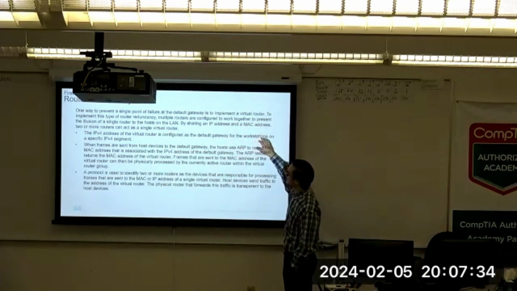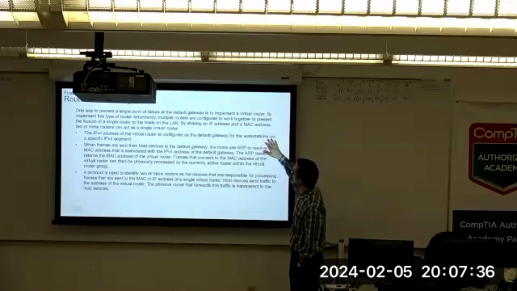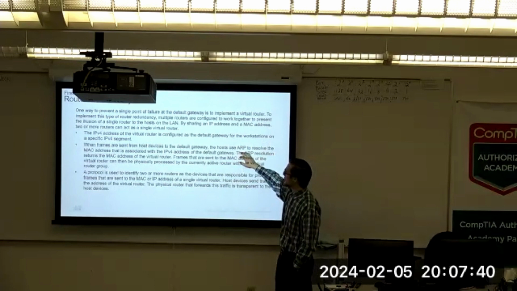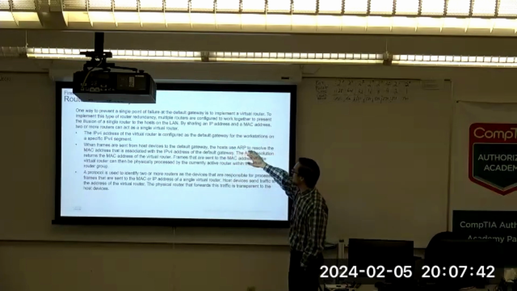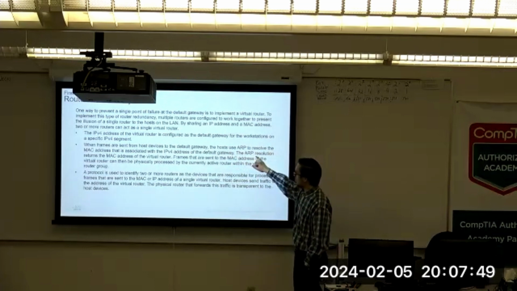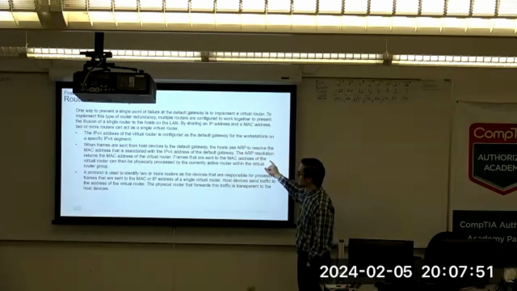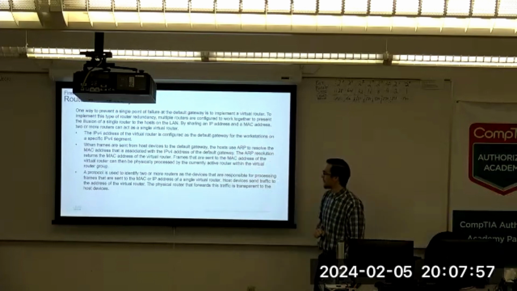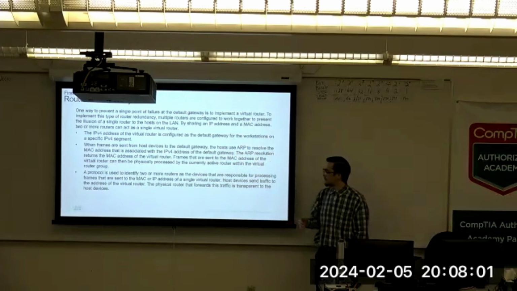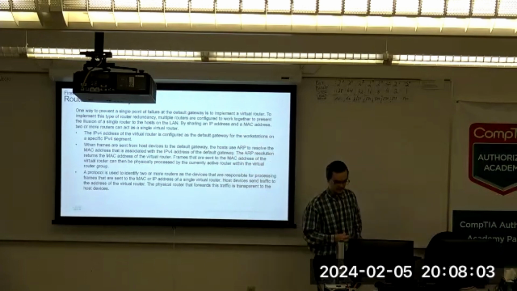The IPv4 address of the virtual router is configured as the default gateway on the workstations. When frames are sent from a host device to the default gateway, hosts use ARP to resolve it as they would with IPv4. The ARP resolution then returns the MAC address of the virtual router. Frames that are sent to the MAC address of the virtual router can then be physically processed by one of the multiple physical routers in the group.